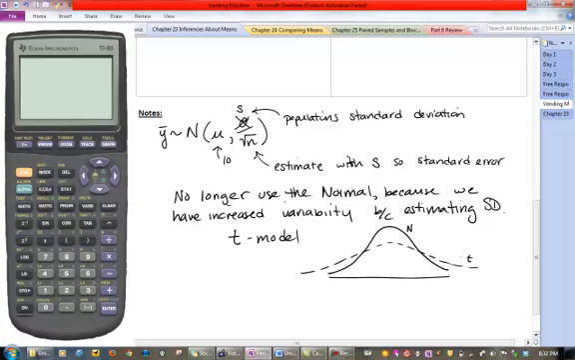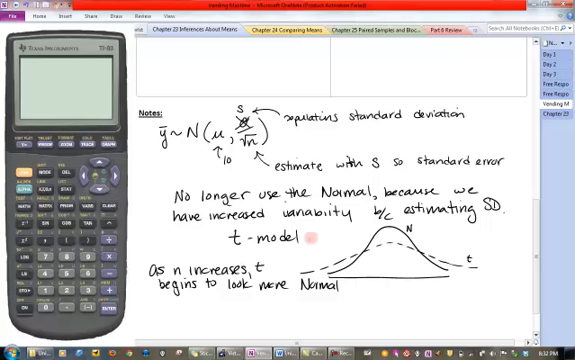All right, and actually, as our sample sizes get larger and larger and larger, our t-model starts to look more like the normal model. So as n increases, t begins to look more normal. All right, so that means that the t-model is changing based on the sample sizes.